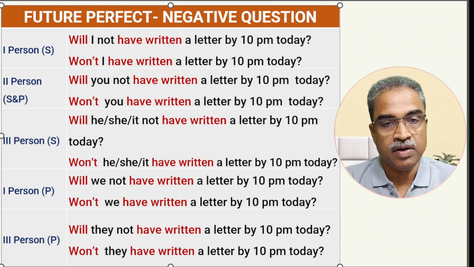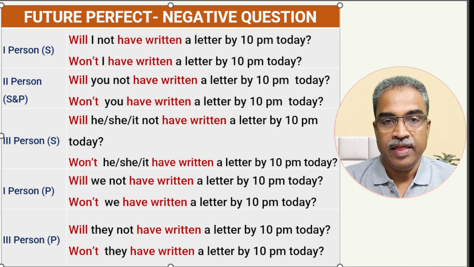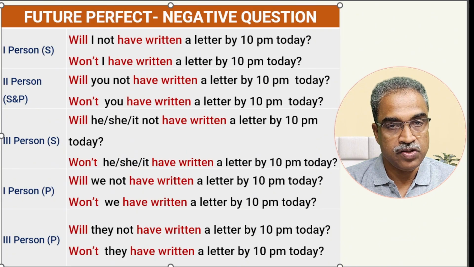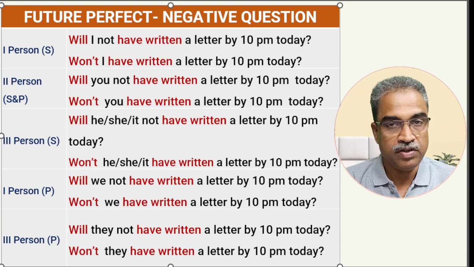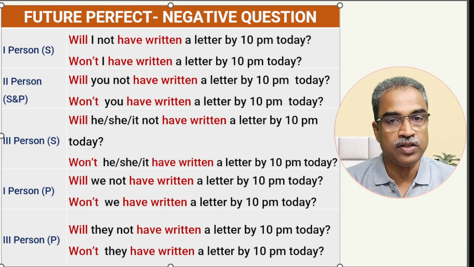And the next one, first person plural, we will not have written a letter by 10 p.m. changes into will we not, or won't we have written a letter? Next one, the last one, that is the third person plural, they will not have written a letter. It will change into will they not have written a letter, or won't they have written a letter?